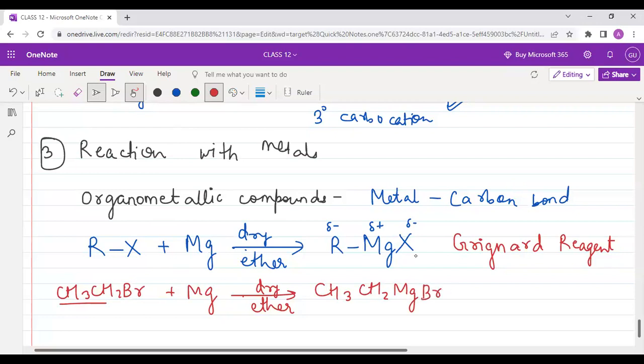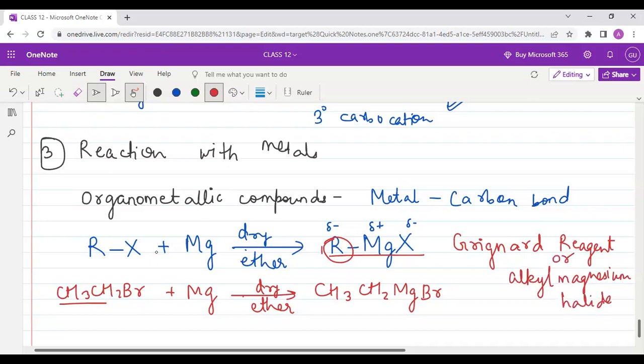Now, if I ask you the general name of this Grignard reagent, you know that R stands for alkyl, right? Yes. And then we have magnesium halide. So it is called alkyl magnesium halide. You should remember this.